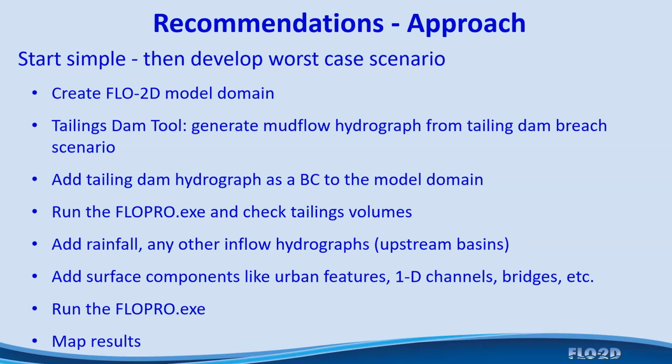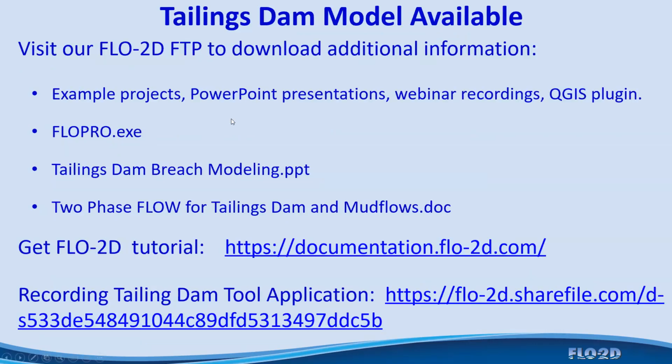Add surface components like urban features, 1D channels, bridges, streets, levees, or any other additional feature that you want to add to your system, okay? Then you can run the FLO-2D model again, map the results, and start doing your analysis, finishing your analysis.